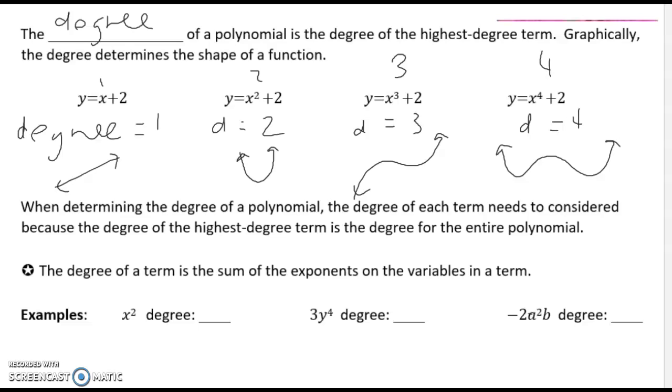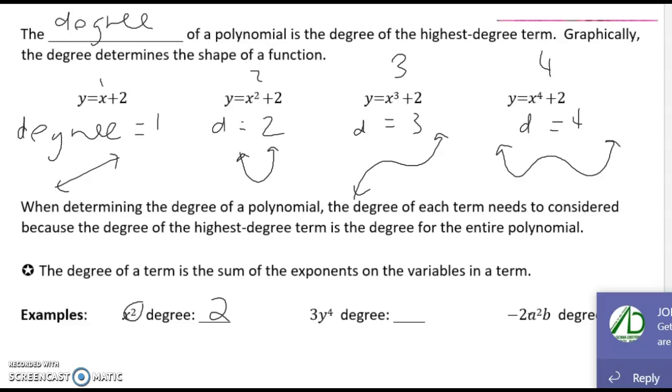Okay, so now we need to add the exponents on these variables. So this one right here, it's just x squared. So there's no other variable with it. So it has a degree of 2, and we can tell because that's x squared.